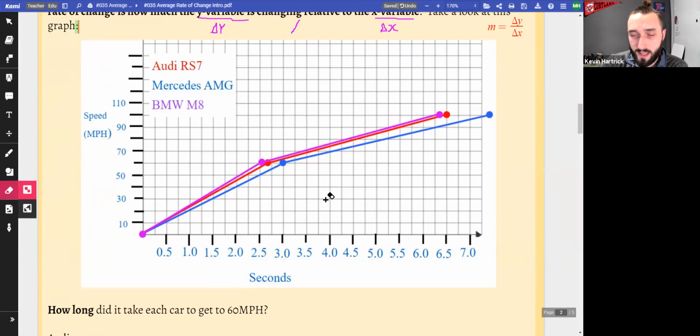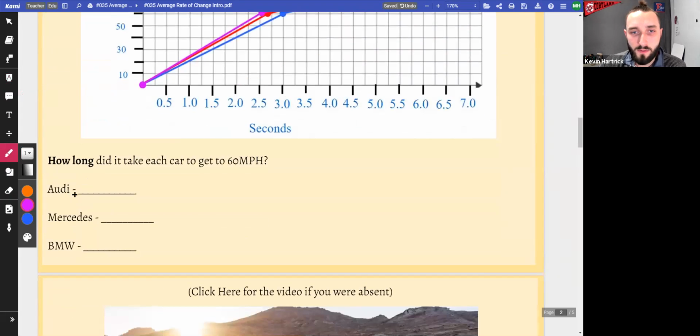So we're going to have to do the best we can with that to determine what our x and, well, we know what our y values are. They're all 60, but our x values are going to be kind of all over the place. So let's start with Audi. That's what they're asking first.